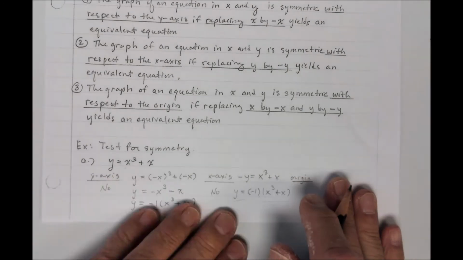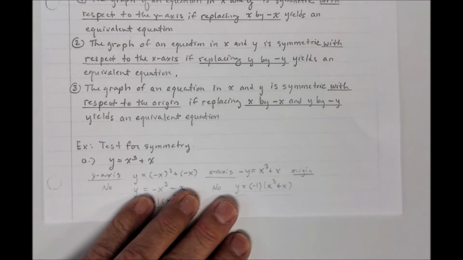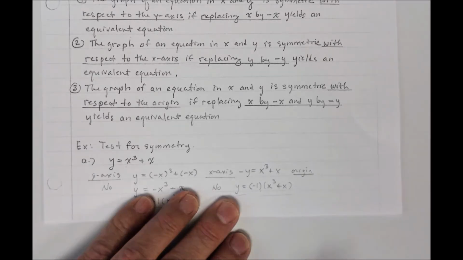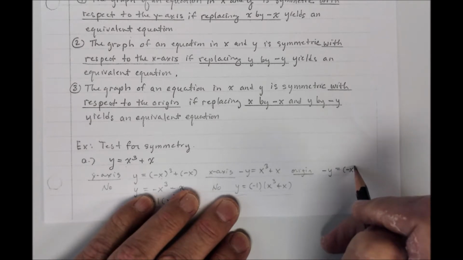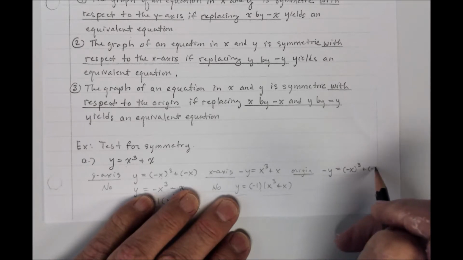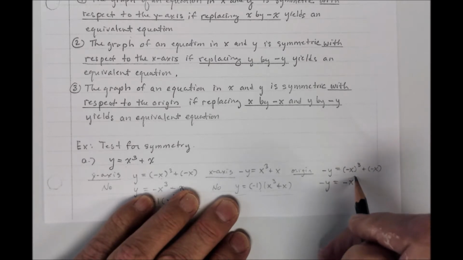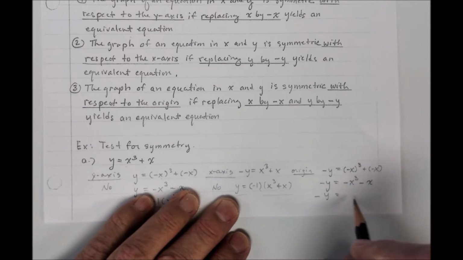Now the origin, and you may already see it coming. For the origin, I'm going to check to see if I have symmetry. So I replace x with the opposite of x and y with the opposite of y. That would give me the opposite of y equals the opposite of x to the third plus the opposite of x. So I would have the opposite of y equals the opposite of x to the third minus x. So I would have the opposite of y if I factor out a -1.